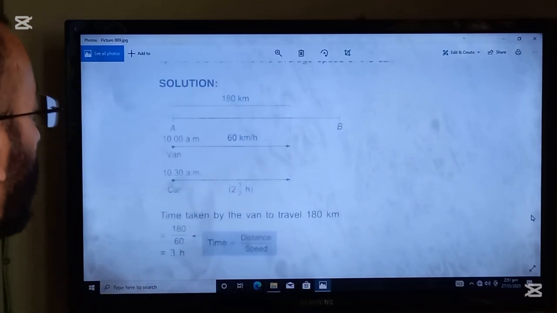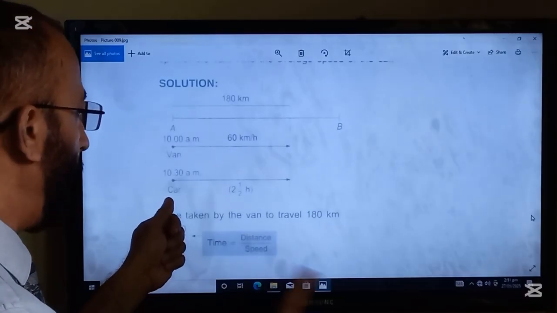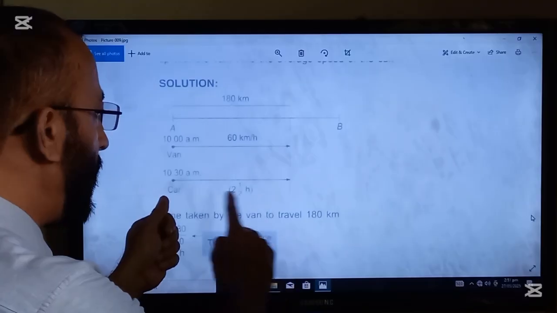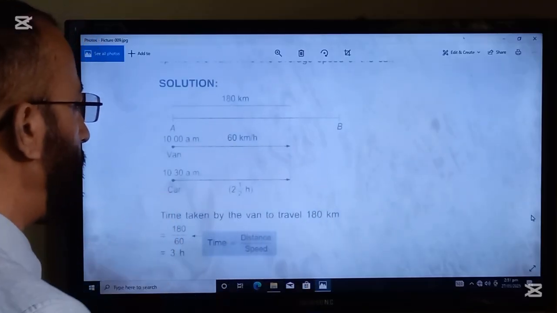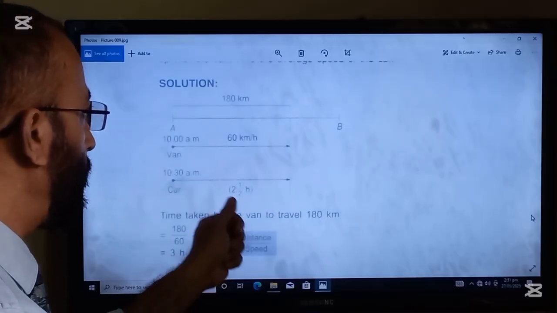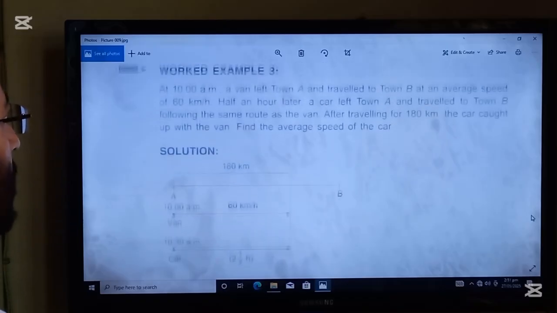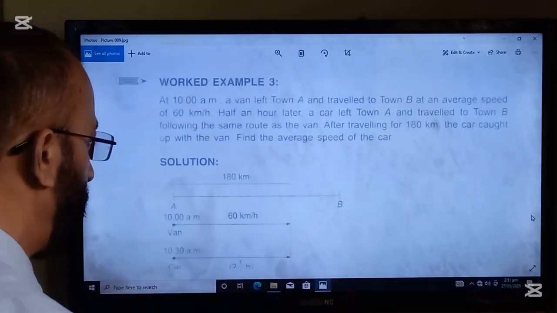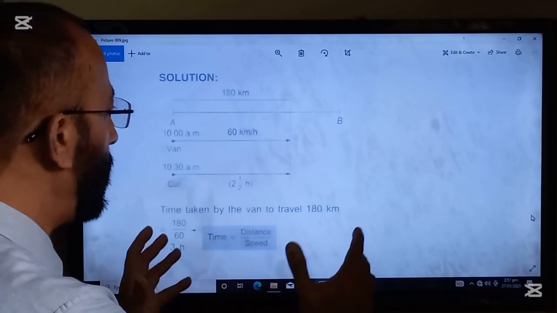And if the car starts its journey half an hour later, it means the car will take 2.5 hours to cover a distance of 180 km. So 2.5 hours is the time, 180 km is the distance, and the requirement is to find the average speed. So you will put the values into the formula.